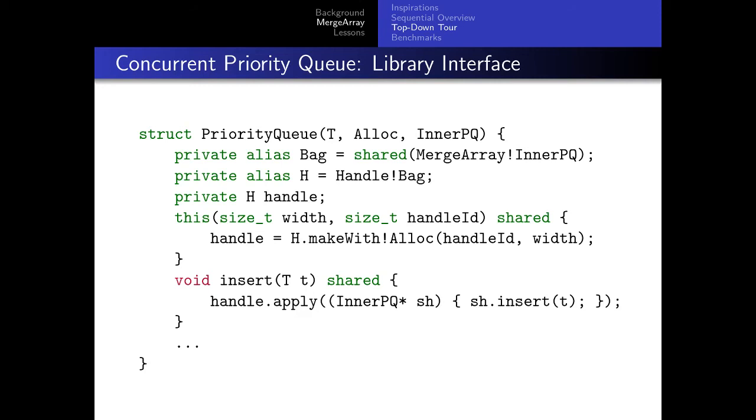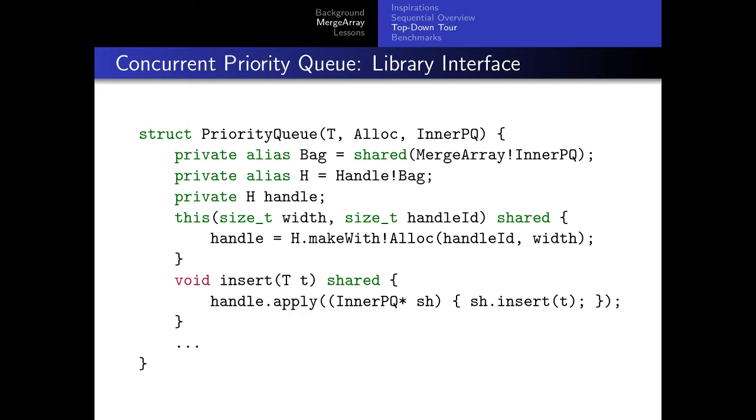Yeah, so the priority queue thing itself, if somebody else wanted to use the merge array code to make their own data structure, this is an example of how easy that is. So at the top here I have some aliases to create the handle and the merge array, which is the bag with the array in it. For the handle, there's a static make with the allocator function to create the handle and the bag and everything, to allocate all of that stuff.